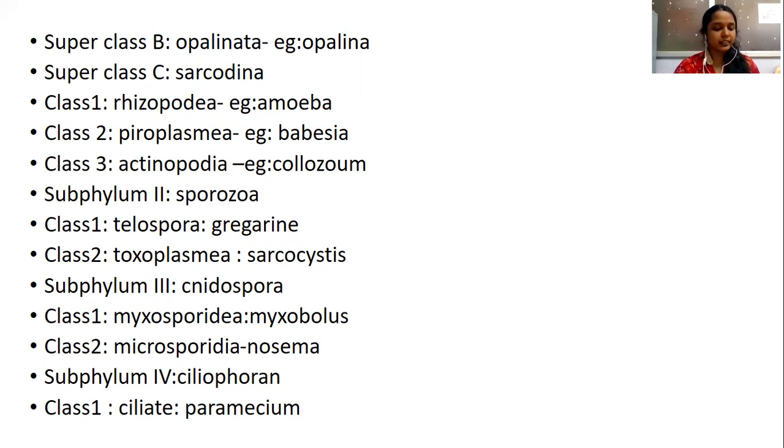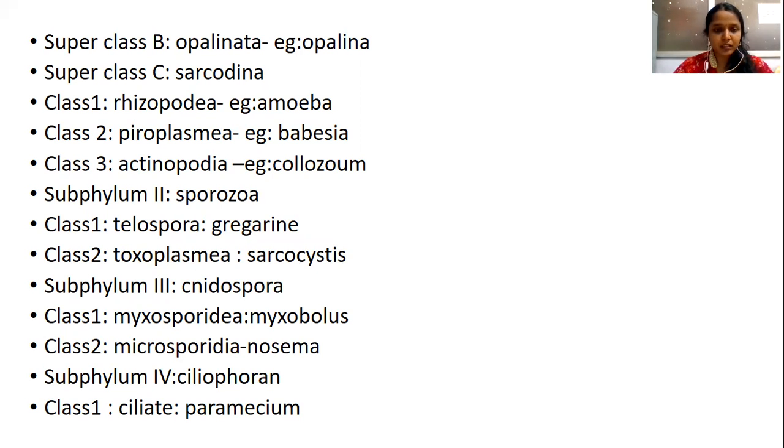For piroplasmea, an example is Babesia. These are small round amoeboid parasites of RBCs. Usually, these are small spherical amoebae, small rod-shaped amoeboid organisms, and these are parasites of RBCs, of chordate RBCs. And the example is Babesia. And the last class is actinopodea. Actinopods are the ones which have pseudopodia as axopods.